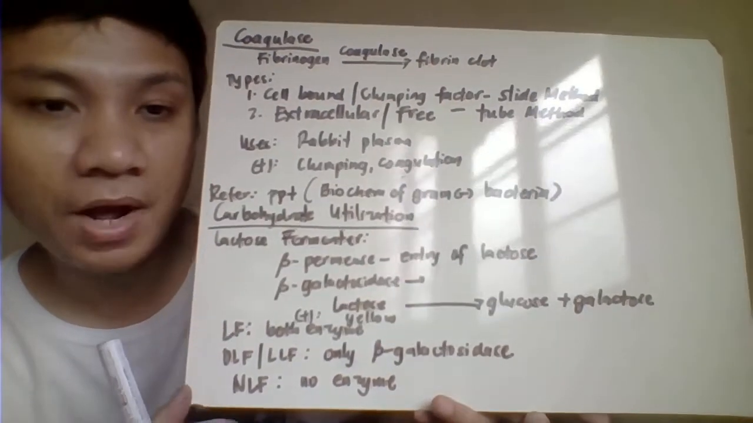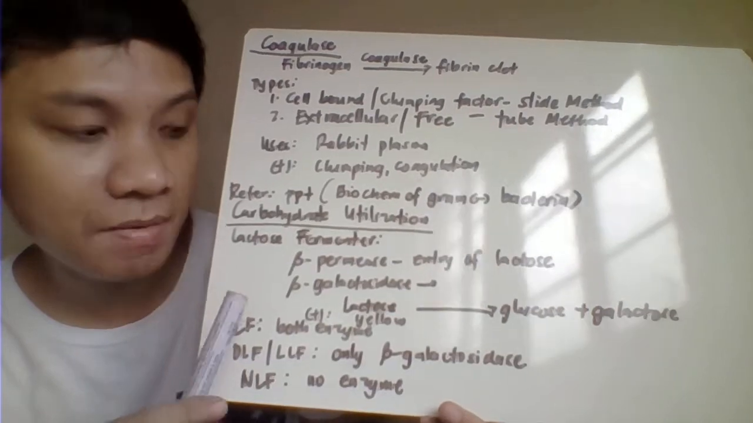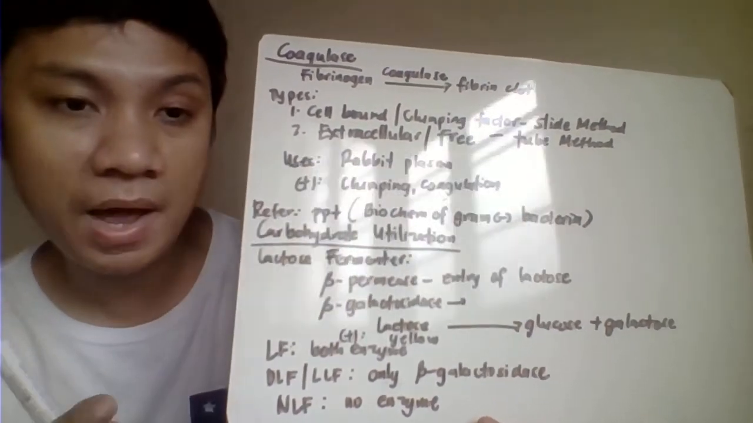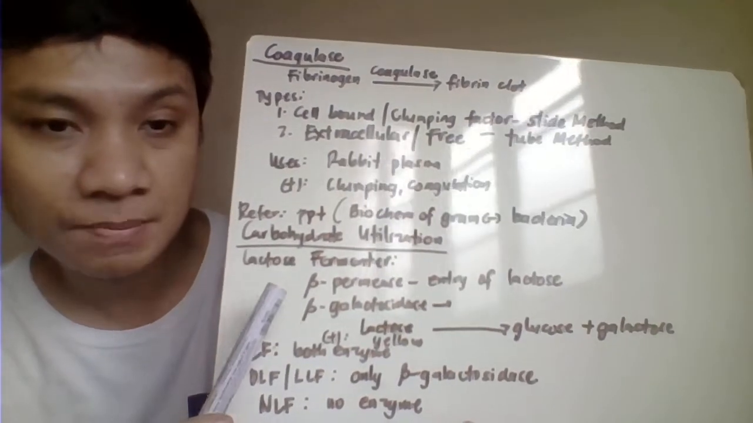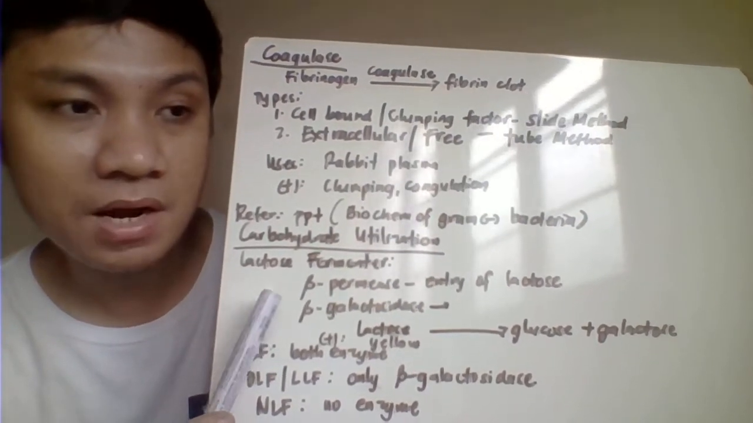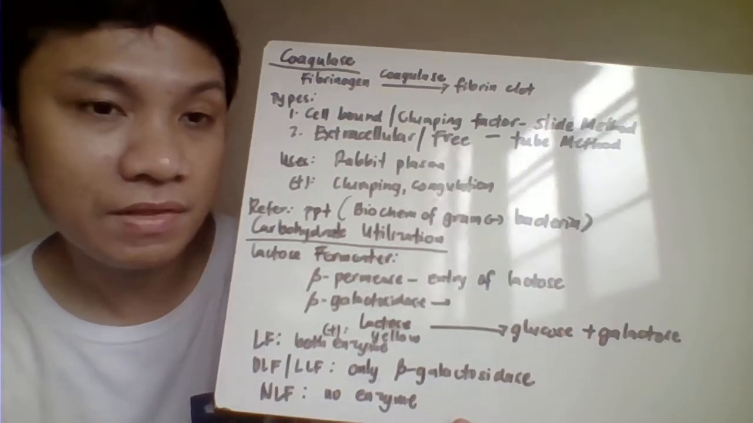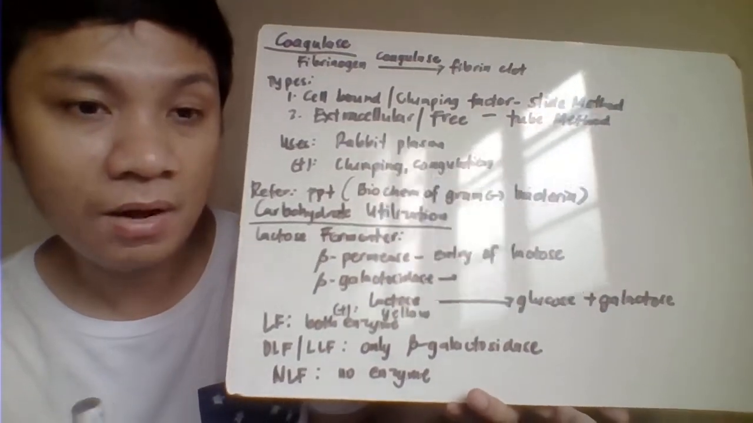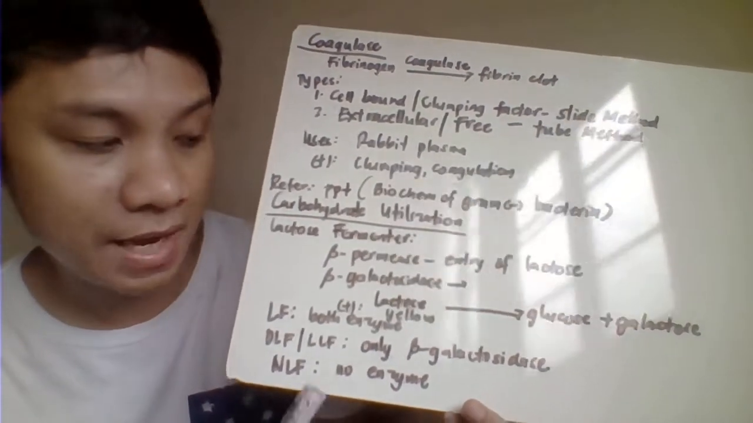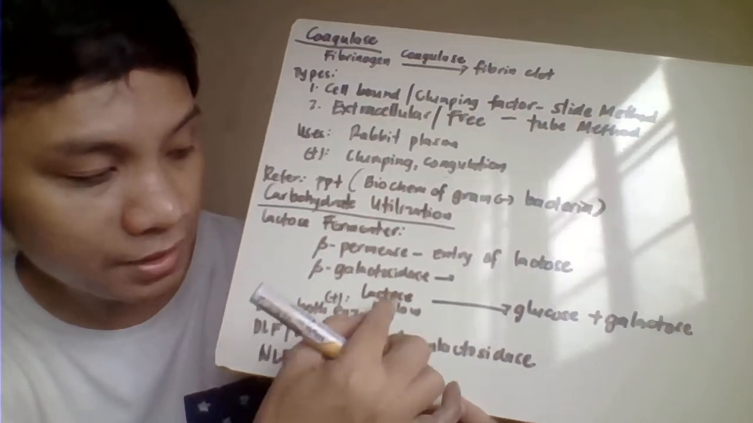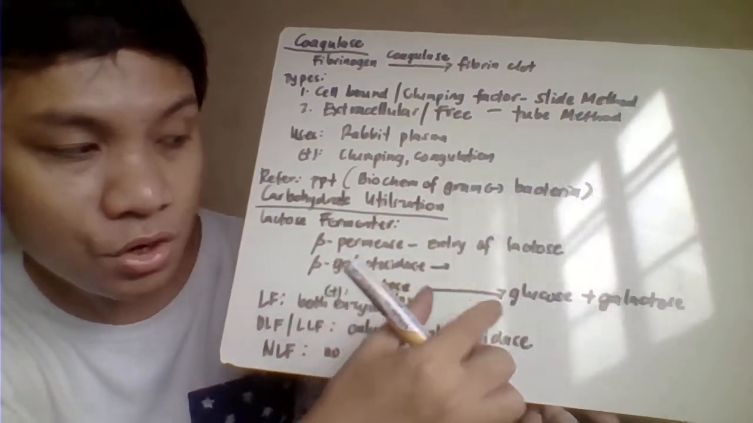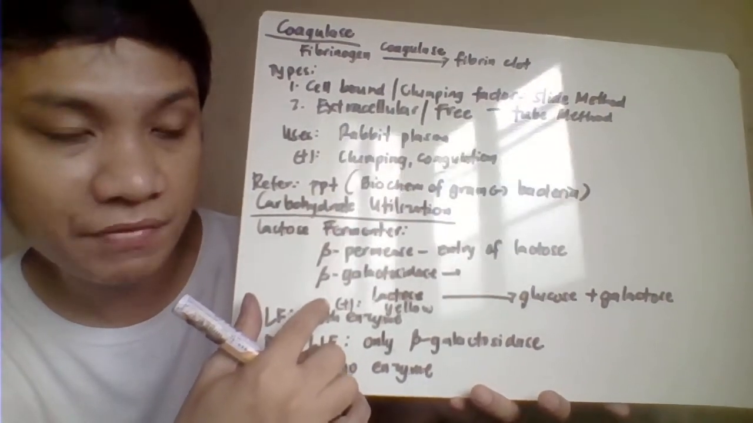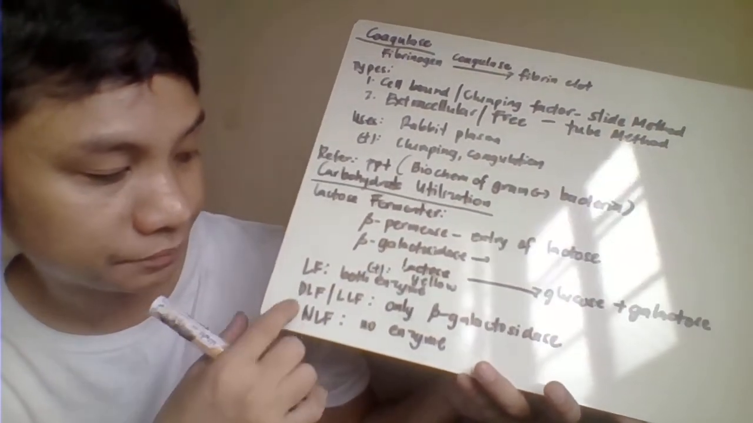Okay, for the carbohydrate utilization, we have here your lactose fermentation. For the lactose fermenter, it requires two enzymes. One is your beta permase, which would allow the permeation or the entry of the lactose inside your bacterial cell. Once inside the bacterial cell, it requires another enzyme, beta-galactosidase, which tries to catabolize your lactose to your glucose and your galactose. Positive result is yellow, negative result here is red in color.